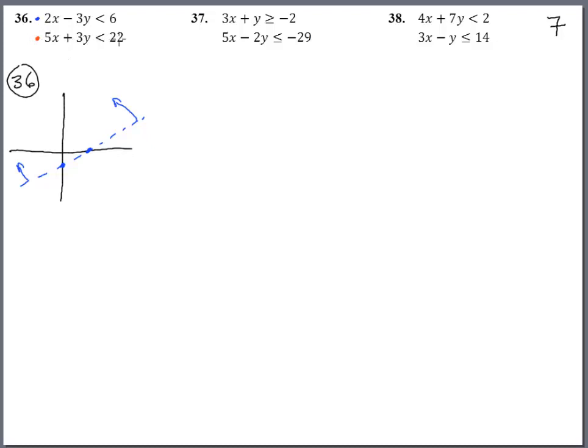5x plus 3y is less than 22. If x is 0, y is 22/3, which is just above 7, somewhere up there. And slope is negative 5 over 3, so down 5 over 3, something like that. And that is also a dashed line. Ooh, I don't know. That might have been the right one to hit, but maybe not.